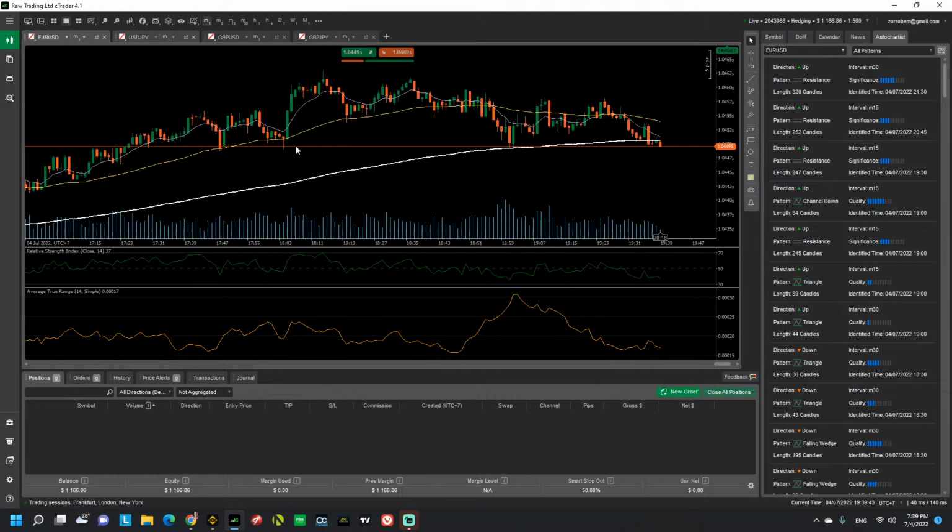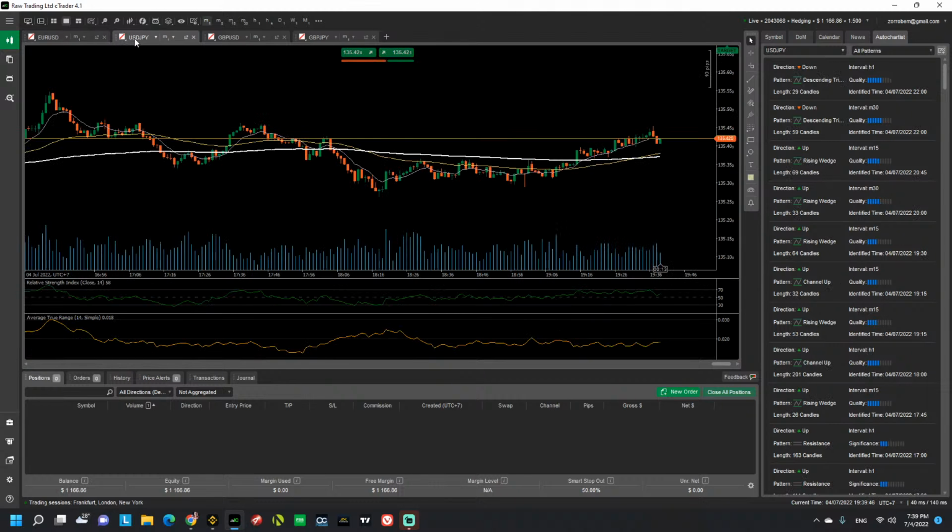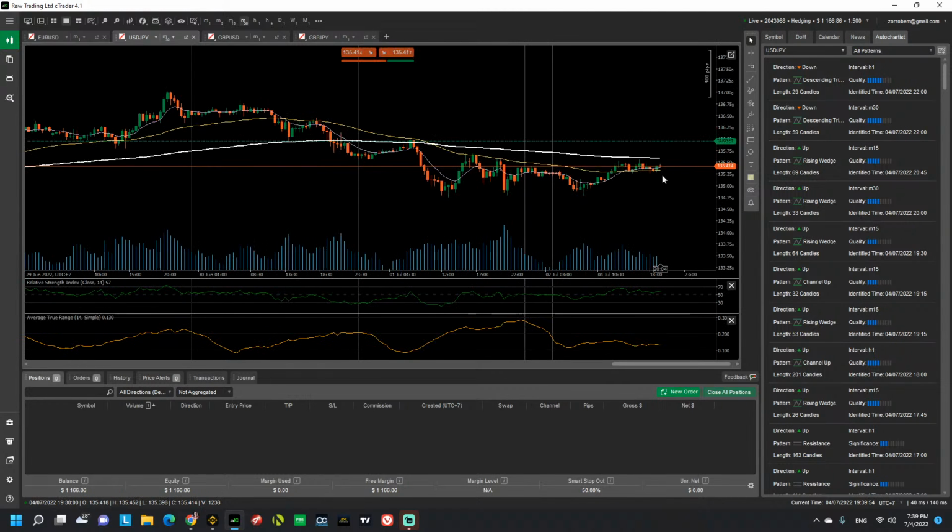How about here in the USDJPY? Okay, it's also, if I look at the 30 minute, yeah, it's almost in the 200 moving average. I would wait for that for a while.